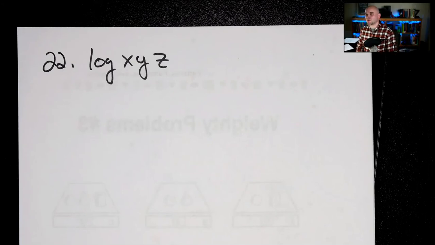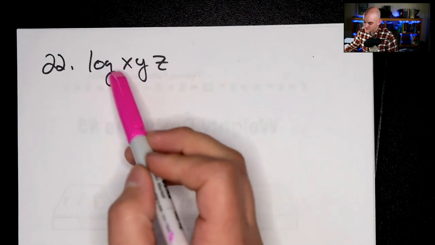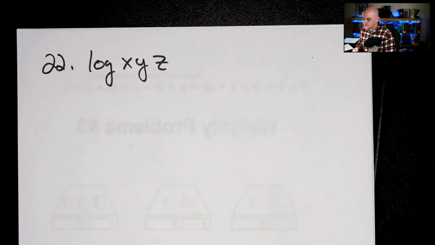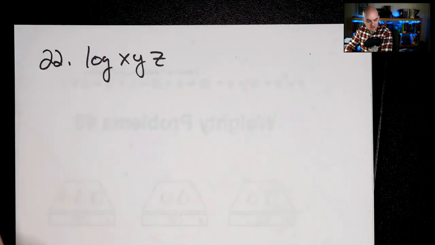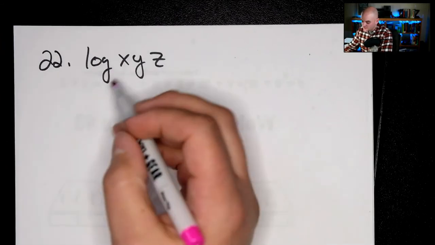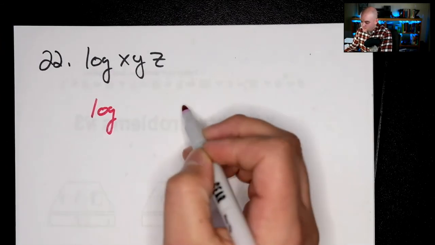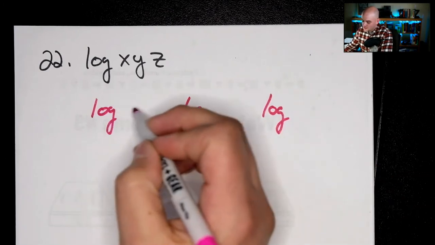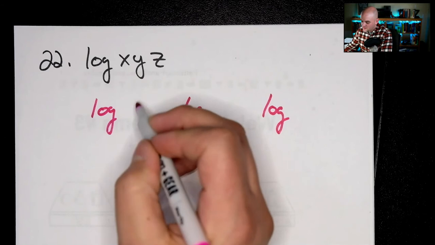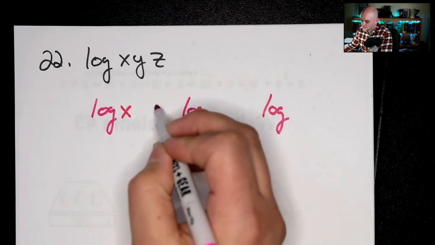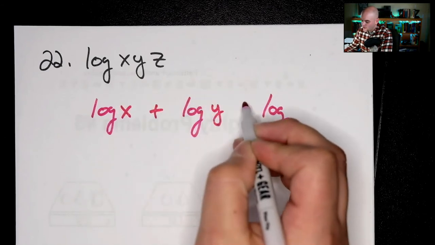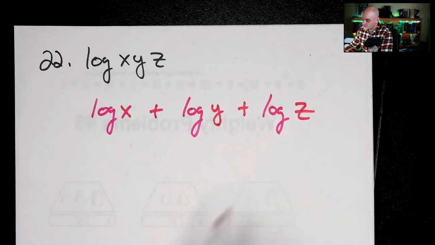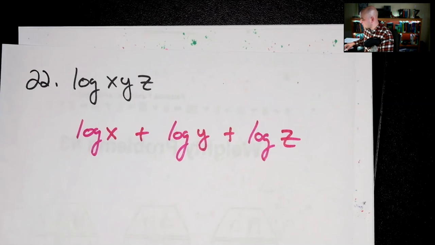This, though, is number 22, and we are going to expand this. So I notice I'm taking the log base 10 of xyz, and if it's being multiplied, I can expand that out using plus symbols. All the logarithms here must be written with the same base, which they are. They're base 10. And so I'm going to say this is the same thing as log x plus log y plus log z. And just like that, that's as far as I can take that one.